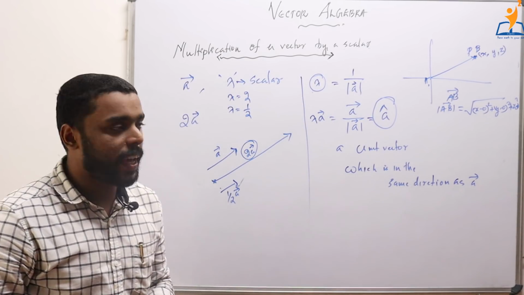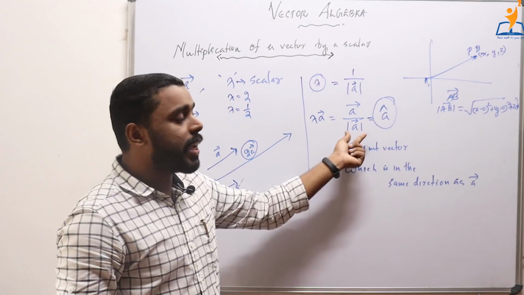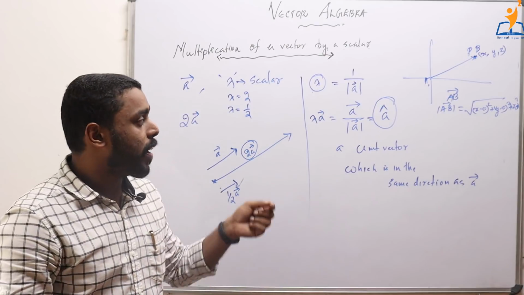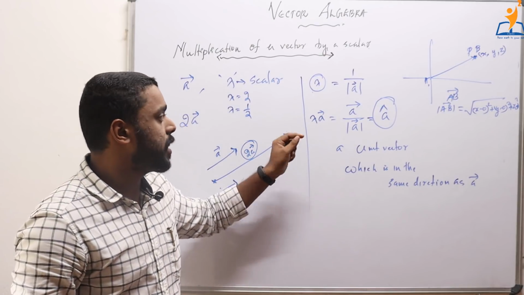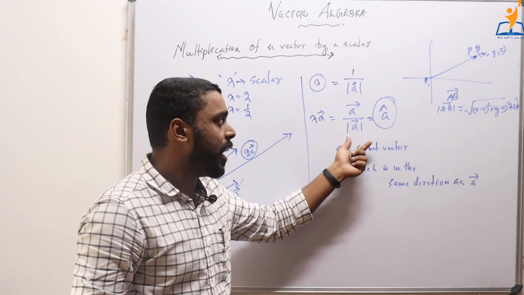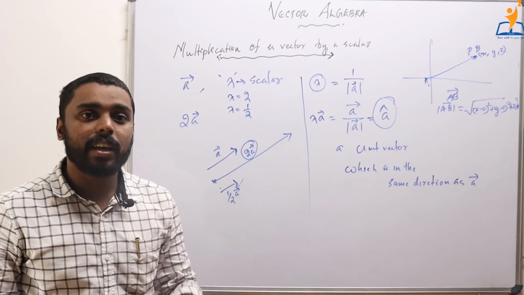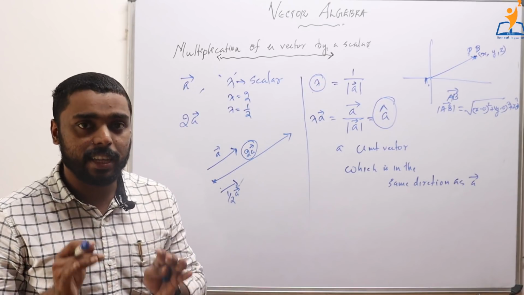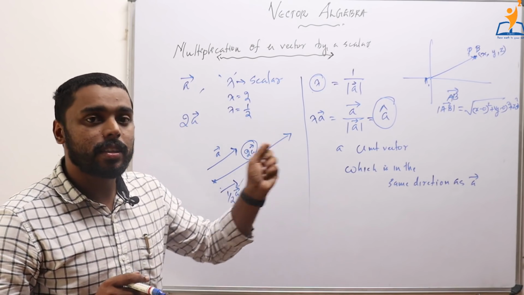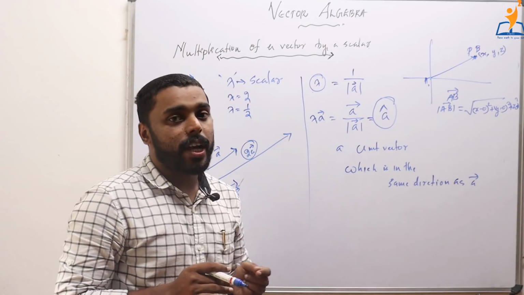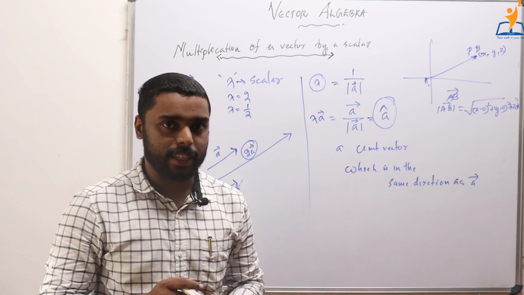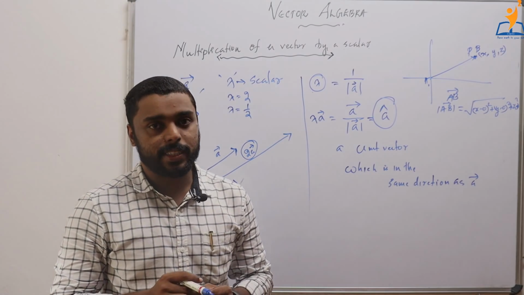So A cap is obtained by dividing A by its magnitude, or choosing lambda equal to the modulus of A, provided A is not a zero vector. Let it be whatever it is, lambda A must be equal to A by modulus of A, and it is denoted by A cap. Similarly, for any vector we can generate a unit vector in the direction of that vector. Just divide the vector by its magnitude to obtain the unit vector in the direction of that vector. So now we can move to the next section.